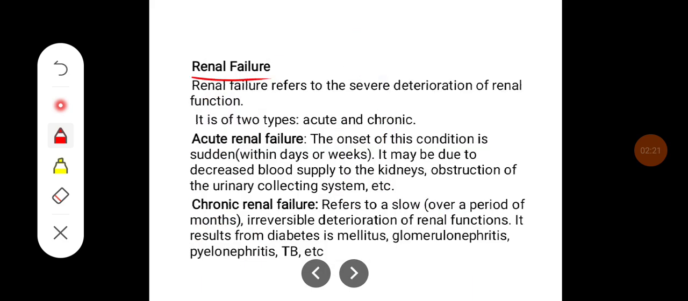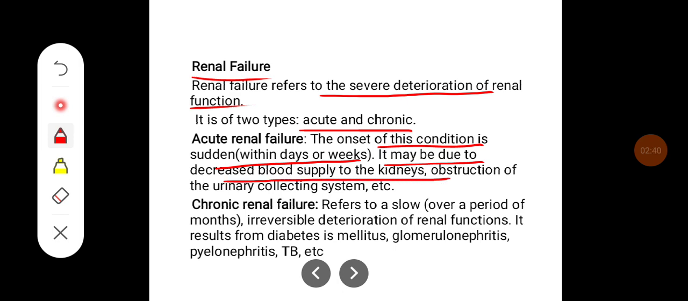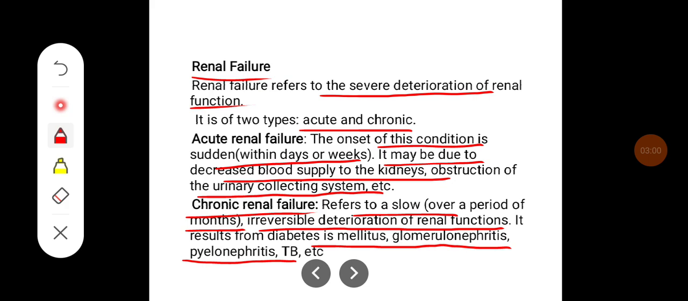Renal failure. Renal failure refers to the severe deterioration of the renal function. It is of two types: acute and chronic. Acute renal failure is where the onset of this condition is sudden, that is, it can occur within days or weeks. It may be due to decreased blood supply to the kidneys or obstruction of the urinary collecting system. Chronic renal failure refers to slow, that is, over a period of months, irreversible deterioration of the renal functions. It results from diabetes mellitus, glomerulonephritis, pyelonephritis, and tuberculosis.